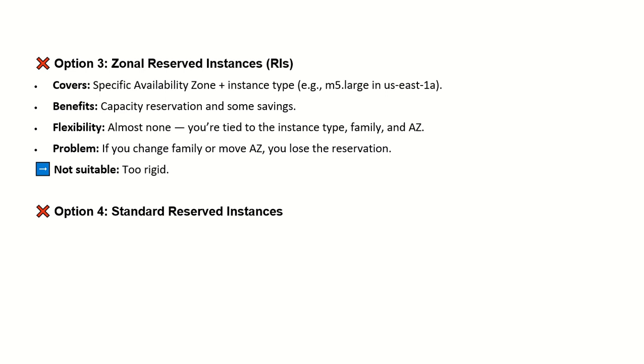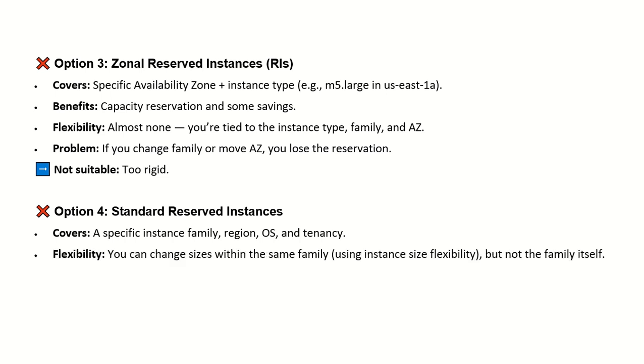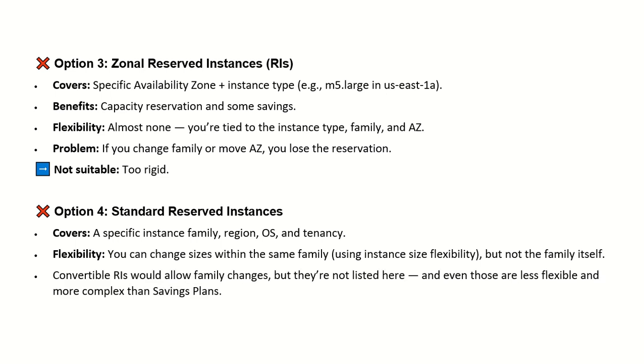Option 4, standard reserved instances. It only covers a specific instance family, region, OS and tenancy. Flexibility: you can change sizes within the family using instance size flexibility, but not the family itself. Convertible RIs would allow family changes, but they are not listed here, and even those are less flexible and more complex than savings plans. So it is not suitable as well. It locks the family, not future proof for your case.